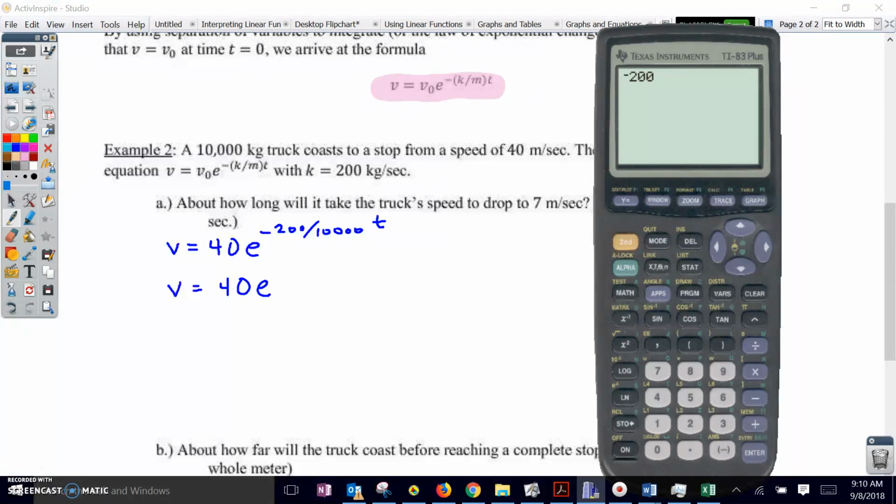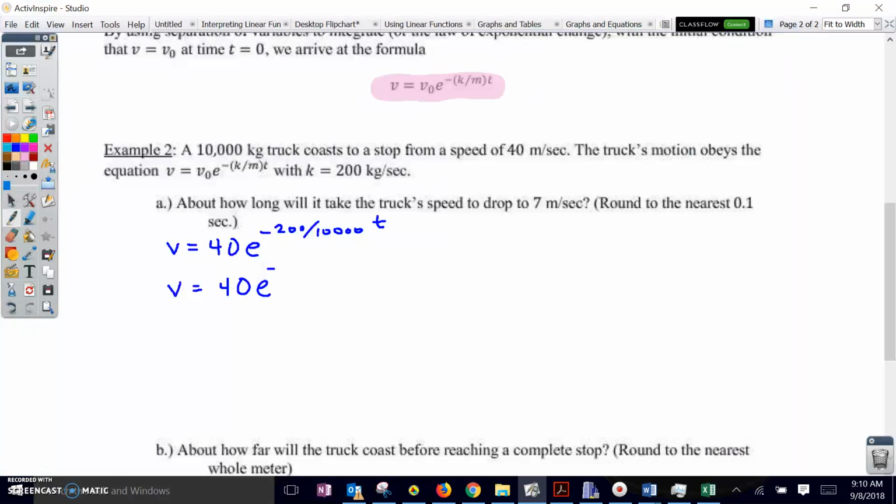Don't know why. Maybe because it's early in the morning as I'm recording this. My brain's not firing on all cylinders yet. Okay, it's negative 1/50th. Negative 1/50th t.